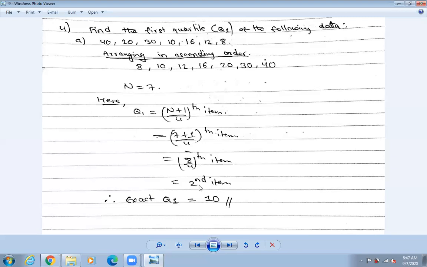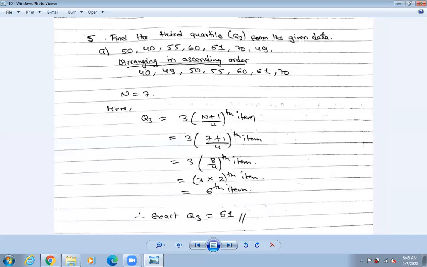Now which is the second? Looking in arranging order, the second is 10, that means first, second, this is the second number, so 10 is our answer. So exact Q1 is 10. Okay, so this is going to be the answer. Quickly let me go to the next number, and that will be the end of today's class.